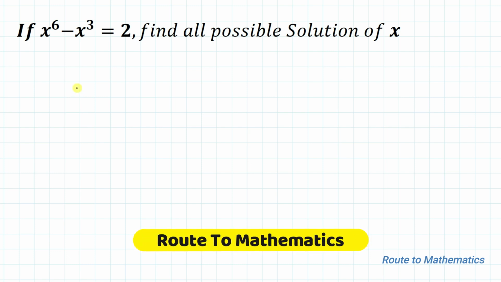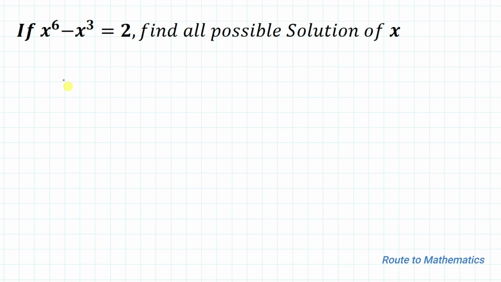In this video, we're going to solve this interesting equation. So here we have given, if x to the power 6 minus x cube equals to 2, then find all possible solution of x. So here we have given an equation and we're asked to find the values of x.